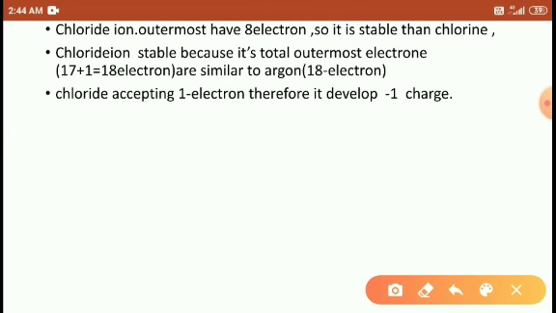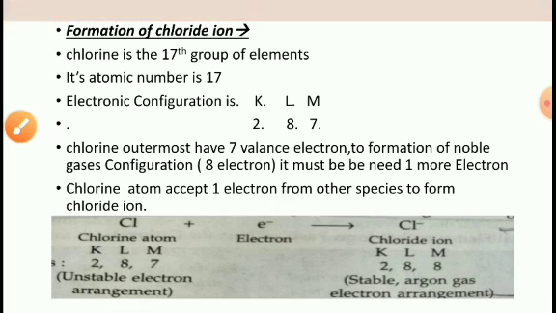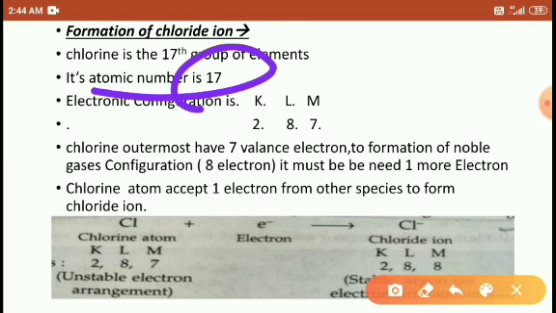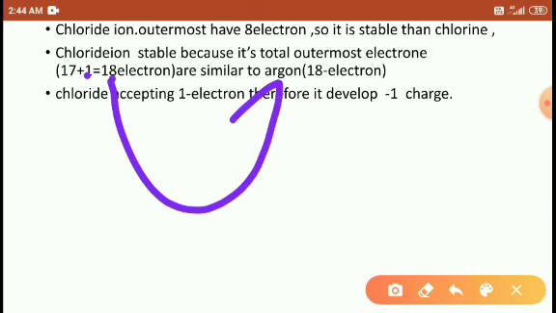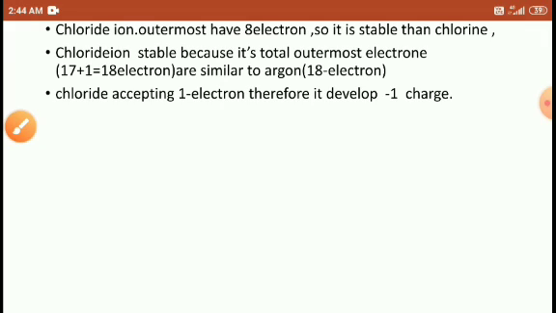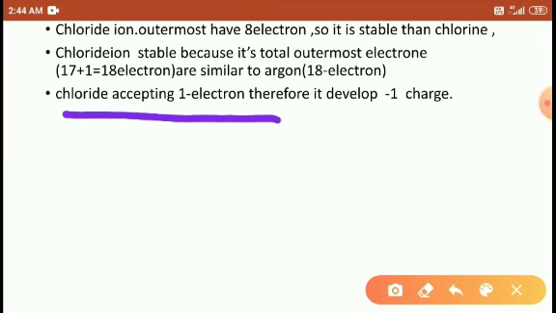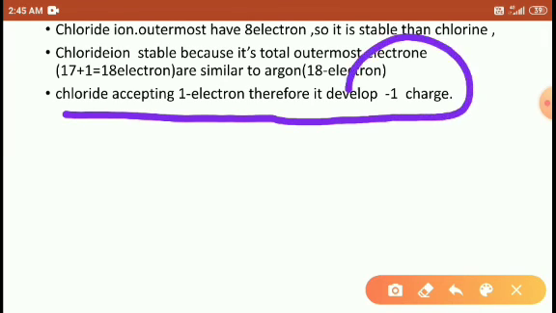The chloride ion is stable because the total number of electrons in chlorine is 17. When it accepts 1 electron, 17 plus 1 is 18. 18 means it is similar to argon. Argon's atomic number is 18. So its configuration is equal to the argon configuration. Right students? So chlorine accepts 1 electron, so it develops a minus 1 charge.